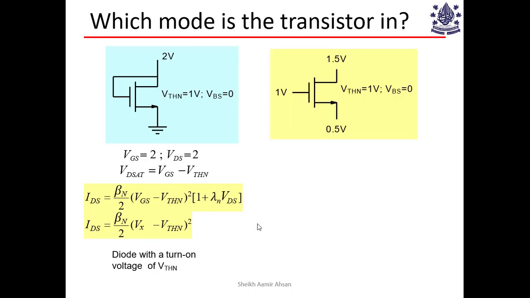Okay, another example. So in this case, VGS is how much? 0.5 and VDS is 1. So definitely VGS is less than 1 volt. It's less than VTN, so the device is not in the on state at all. So it is in off state. So there's no question of checking VDS and VDSAT. So it's simply VGS is less than VTN, therefore the transistor is in subthreshold mode of operation.